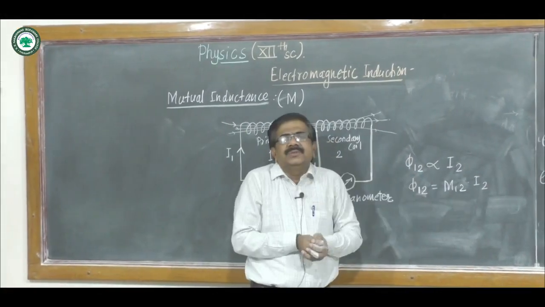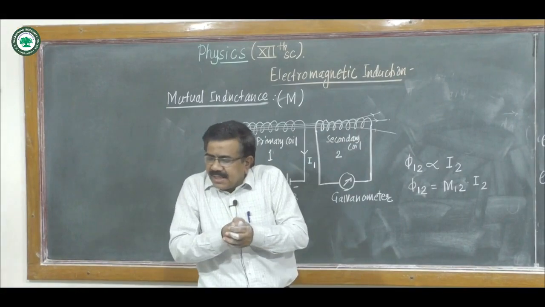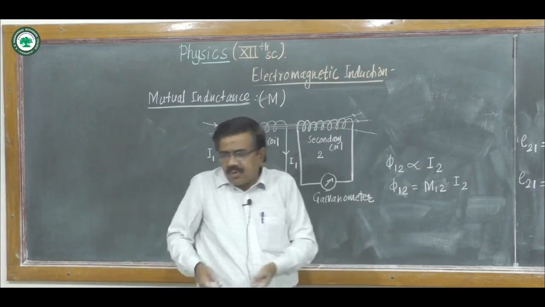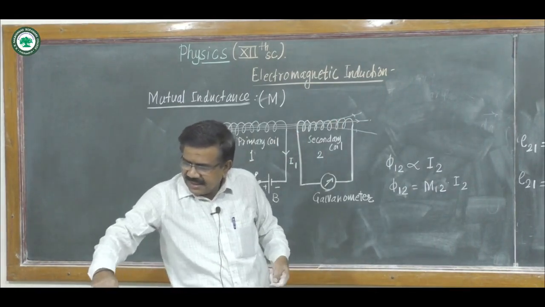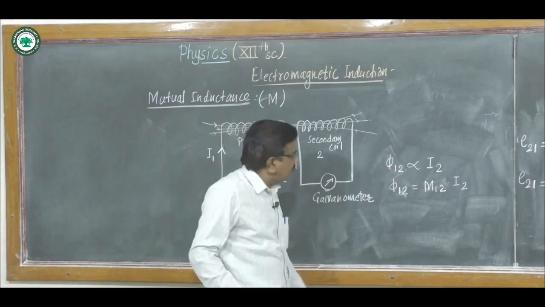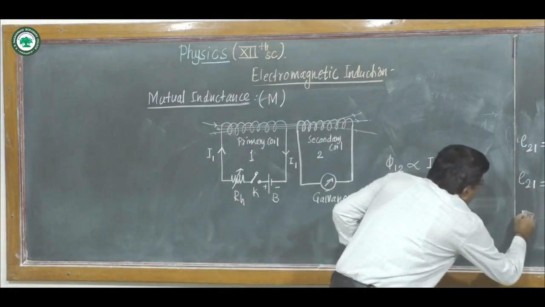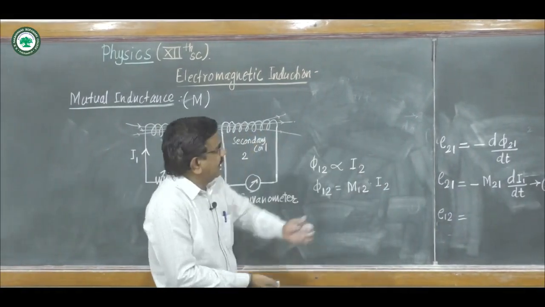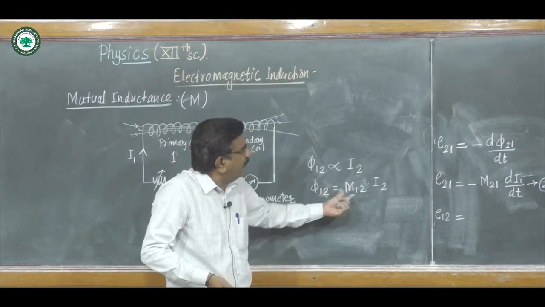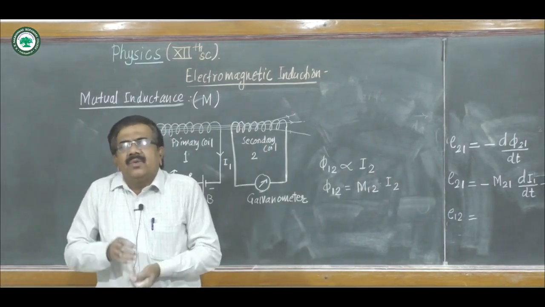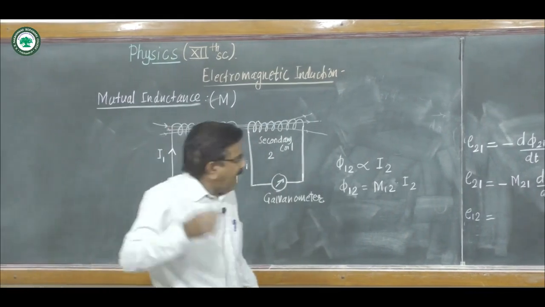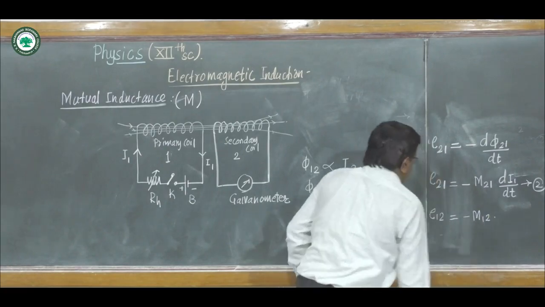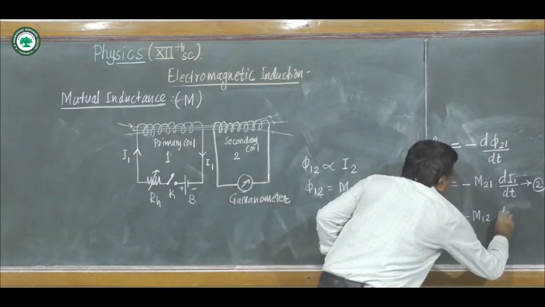What is M12? The mutual inductance of coil 1 with respect to coil 2. Hence the EMF induced in coil 1, E12, will be similar, using the equation minus d phi 12 upon dt. We write that EMF as minus M12 into di2 upon dt.